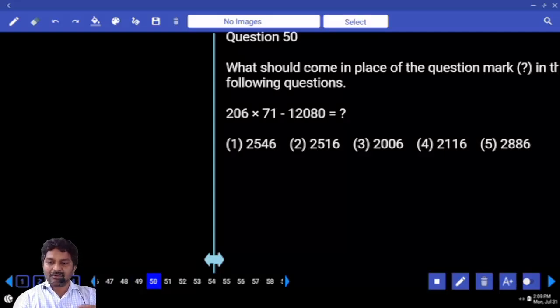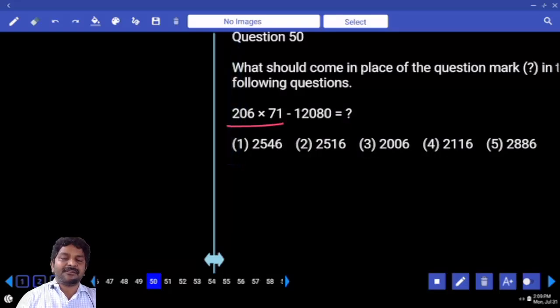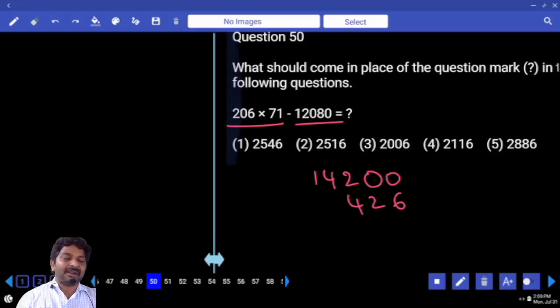Let's see the last digit. No. We cannot verify. Yes or no? 206 times of 71. Can I take 206 as 200 plus 6 times? 200 has 2 zeros. I will write 2 zeros. 2 into 71, 142. And then 6 times of 71, right? 1 into 6, 7 into 6. How much do you need to subtract?